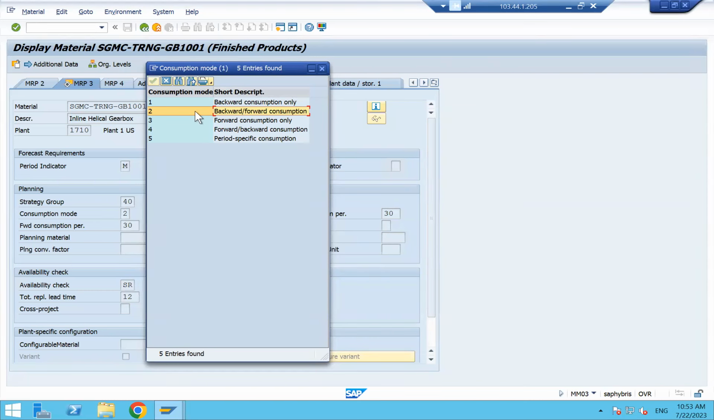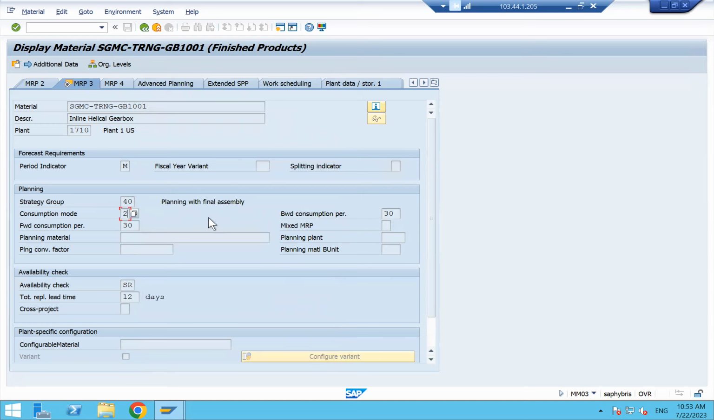Then if I select consumption mode 2, it is backward; it will complete the backward, then it will go forward. 3 means it is forward. If forward is completed, it will go to backward. And then 5 means it is a periodic specific consumption. So first you understand this 1, 2, 3, 4, then you explore this 5.